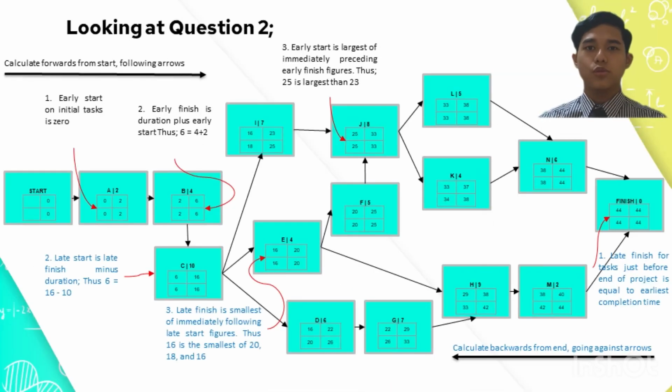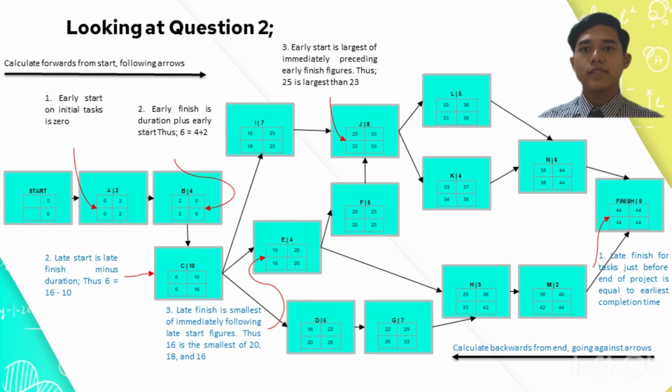Now, we go through the whole diagram. Firstly, we calculate forwards from the start, following the arrows. Early start on the initial task is 0. Early start for task A is 0. Move to the duration, task B is 4 and the early start is 2. By using the formula early finish equals duration plus early start, thus 4 plus 2 equals 6. So, early finish for task B is 6.